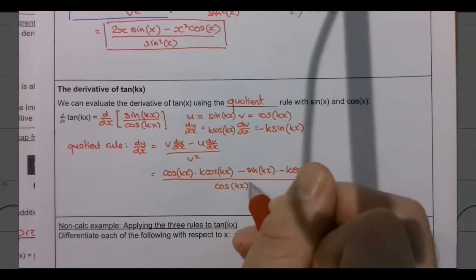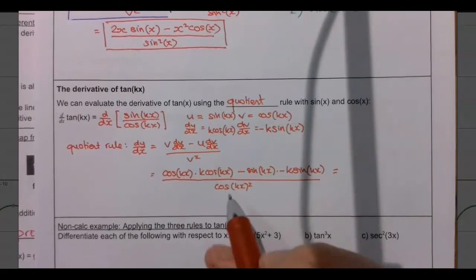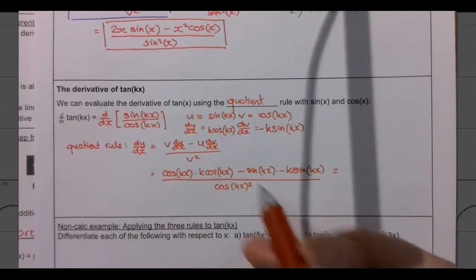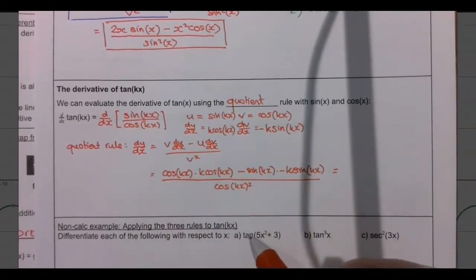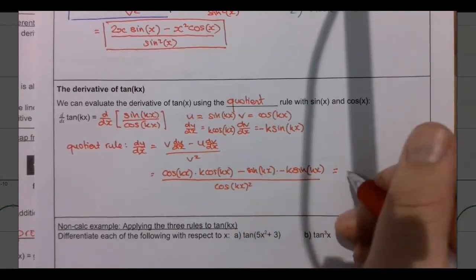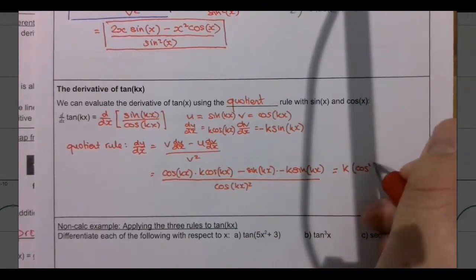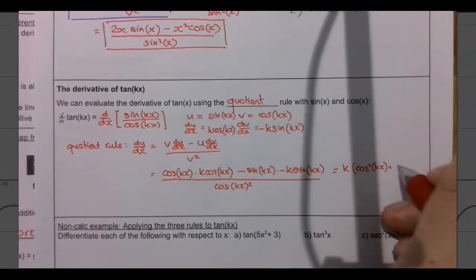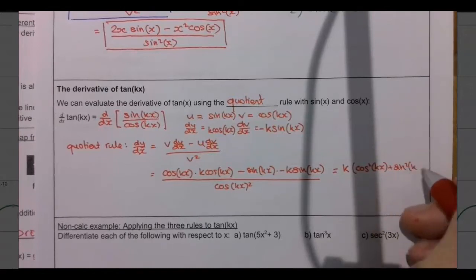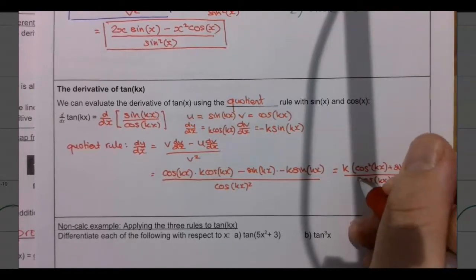Doing a little bit of simplifying here, I can see I've got k cos squared, I can see I've got a minus sign and another minus sign which will make it positive, and I can see I've got a k sine squared. So this is going to be k times cos squared kx plus sine squared kx, and that's going to be all over cos of kx all squared.